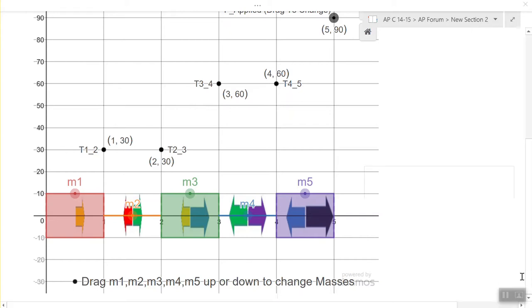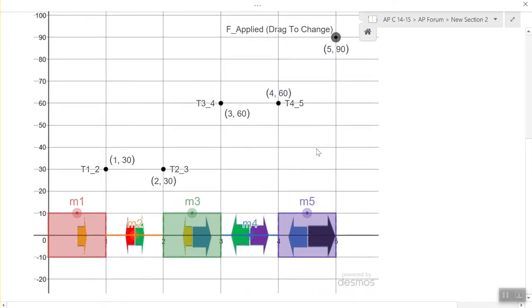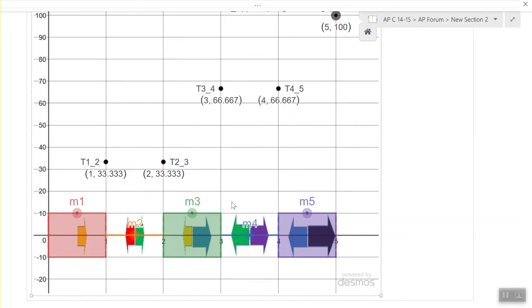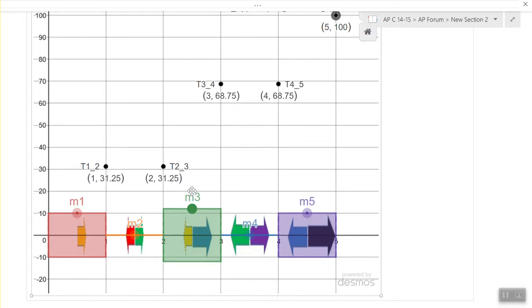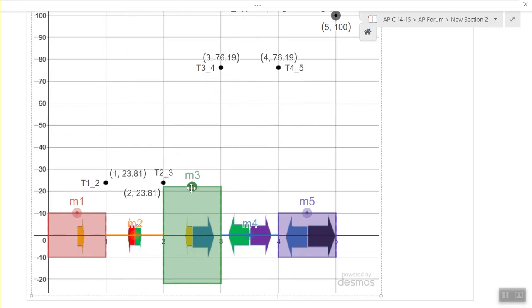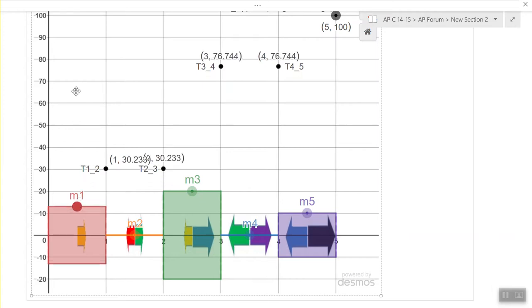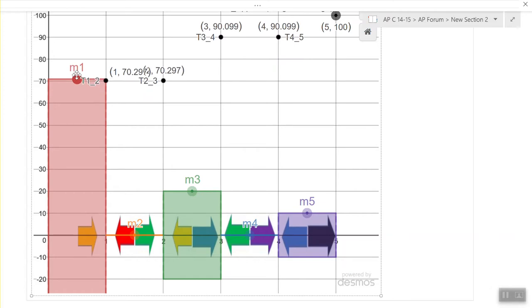So let's see what happens if we change the sizes of the masses. I'm going to make the math a little easier. I'm going to make that 100 newtons for the applied force. We still get 2/3 of 100 and 1/3 of 100. But what if I made the middle train a mass of, say, 20? How does that change things? Well, you can see this tension is 75 newtons because 3/4 of the mass of the train is behind this point. This is only 25 newtons because 1/4 of the total mass of the train is behind. What if I make mass 1, say, 70? That's pretty massive.